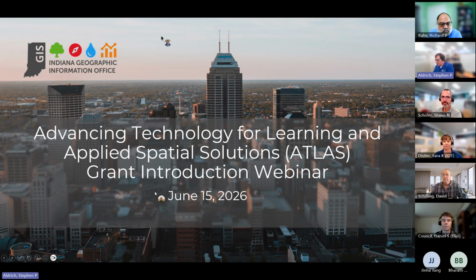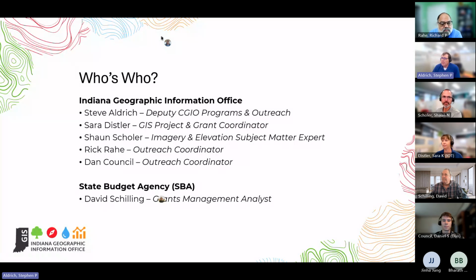All right, to begin with, I just want to talk about who's on the call. I'm one of the two Deputy Chief Geographic Information Officers for our office, and I cover the programs and outreach portion of our office. Also with me on the call, we have Sarah Disler, our GIS Project and Grant Coordinator, Sean Scholler, our Imagery and Elevation Subject Matter Expert, Rick Ra, our Southern Outreach Coordinator, Dan Council, our Northern Outreach Coordinator, and David Schilling from the State Budget Agency, a grants management analyst who knows all things Euna grants and will help us all with the grant management portion of this.